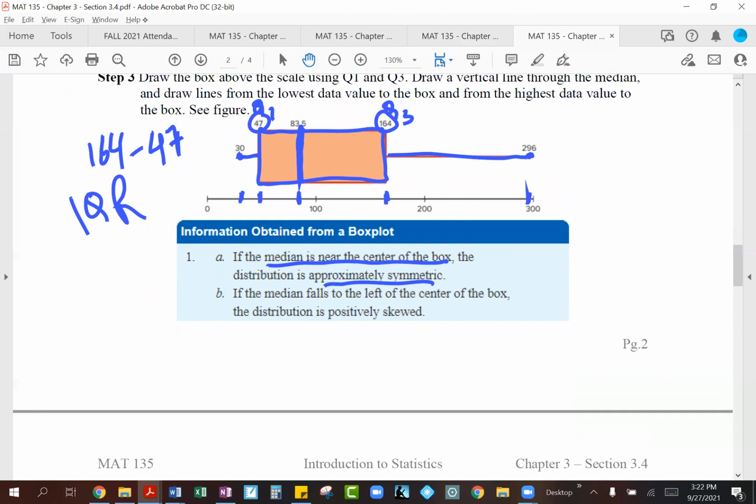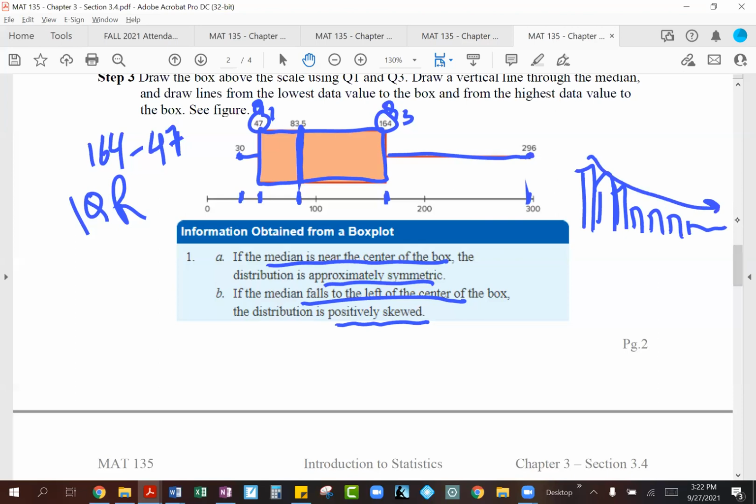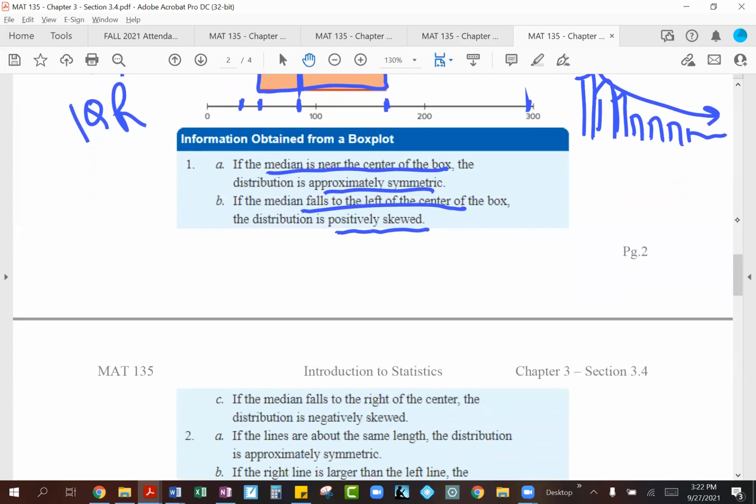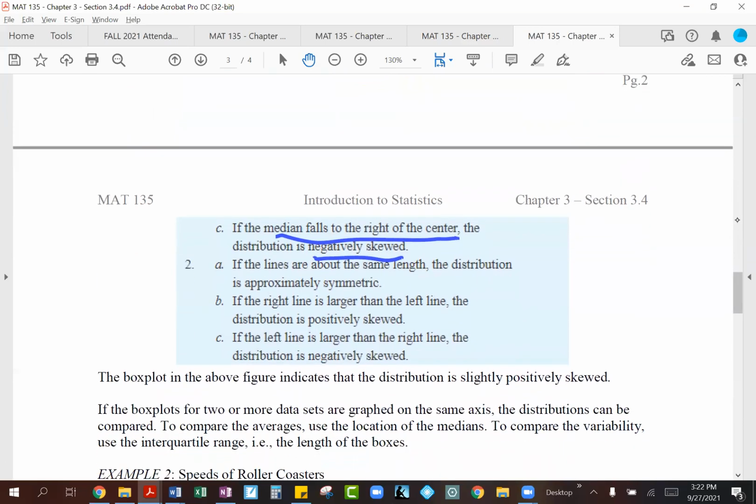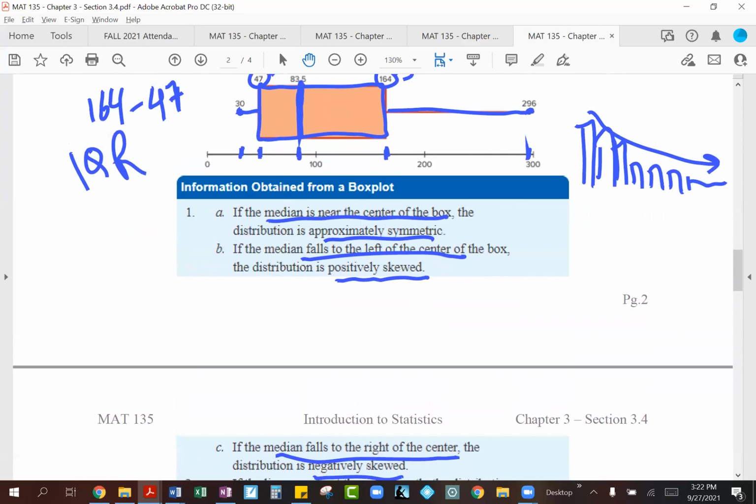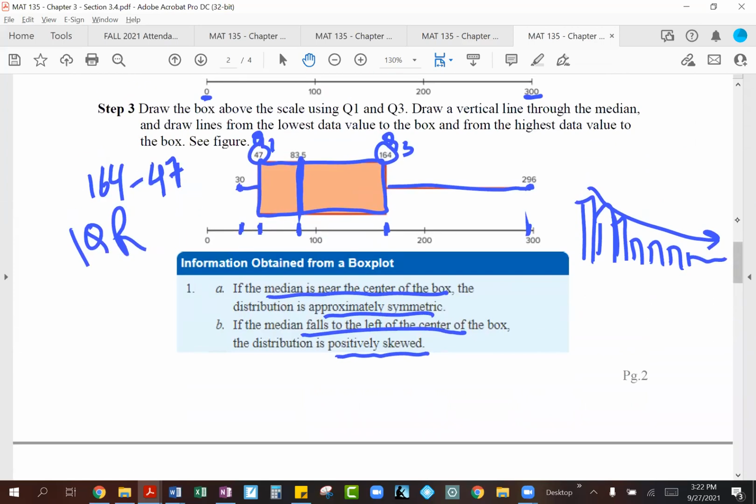They're saying if the median falls to the left of the center, then your data is positively skewed, which means, remember, your taller bars are going to be on the left-hand side. And then as you move to the right, it gets smaller and flatter. So that's your positively skewed. They are saying if the median falls to the right of the center, the right of your box, then that means your data is negatively skewed.